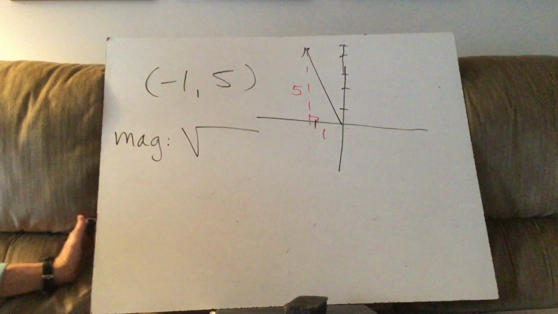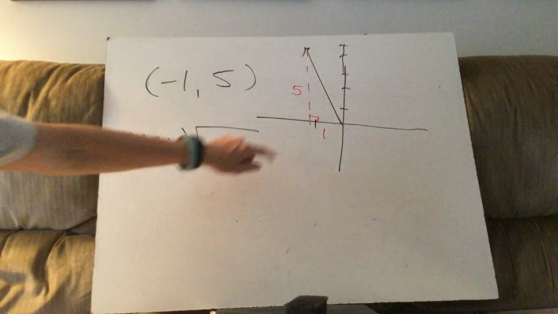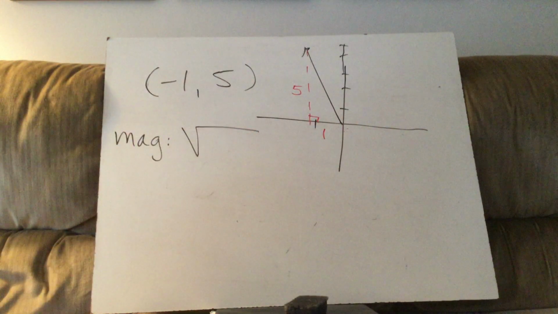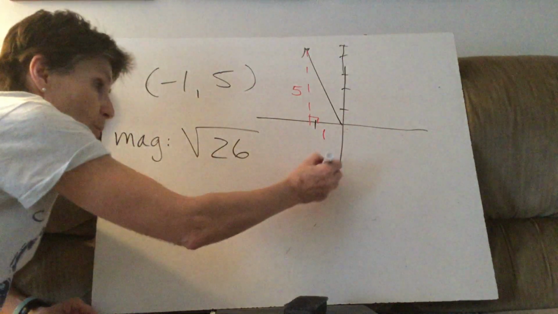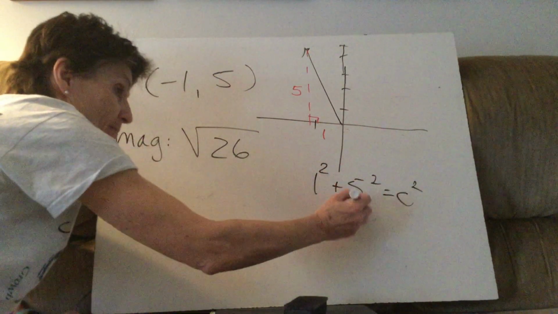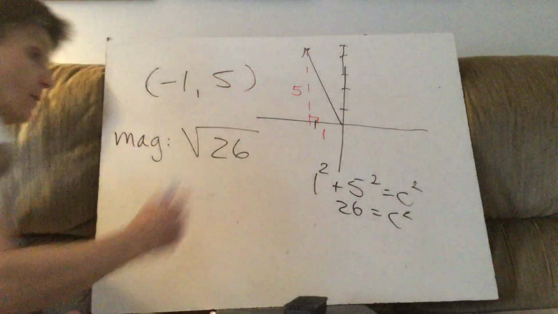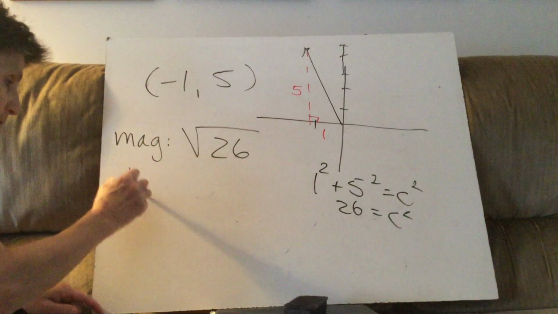So what is my magnitude going to be? Remember, to find the magnitude, you just square that one, add them up, and take the square root. So 1 squared is 1, 5 squared is 25. Add them up, you get 26. 1 squared plus 5 squared. There we go. Now, what about our direction angle?